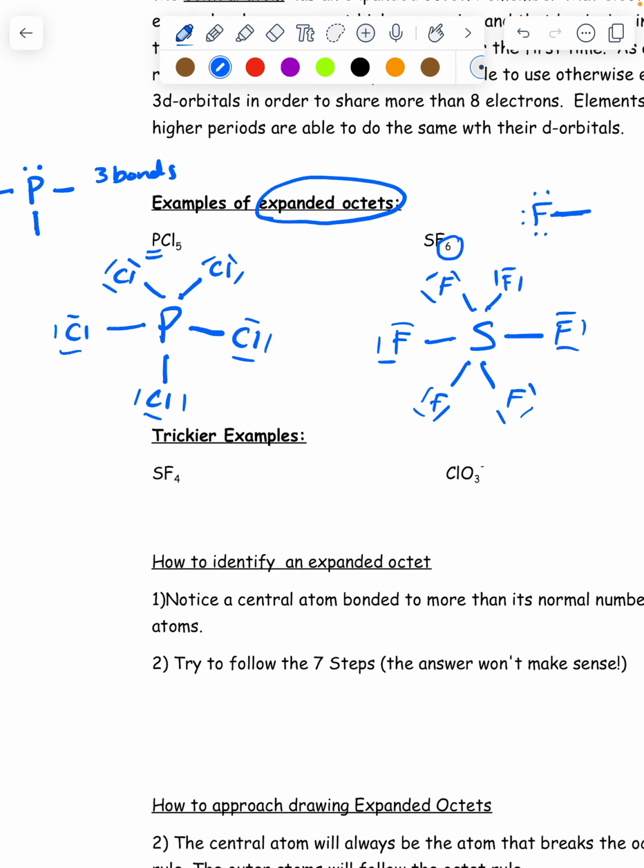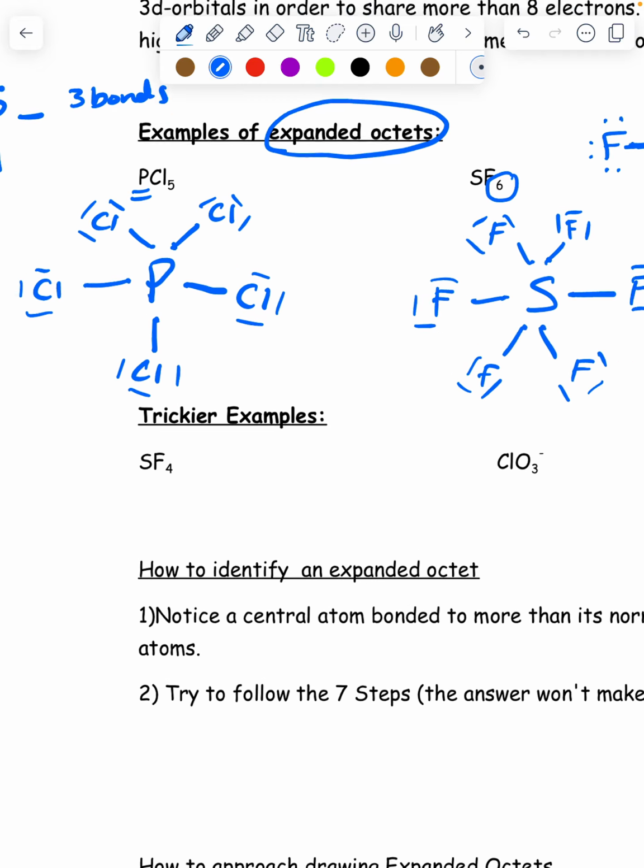Once you realize you have one that's going beyond an octet, then you just leave the outer atoms alone and make the outer atoms normal. For example, chlorine and fluorine getting one bond each. And then the central atom is the one that has the expanded octet. Now, they get a little trickier if there's more lone pairs involved, but more or less it's the same. So let's try the next one.